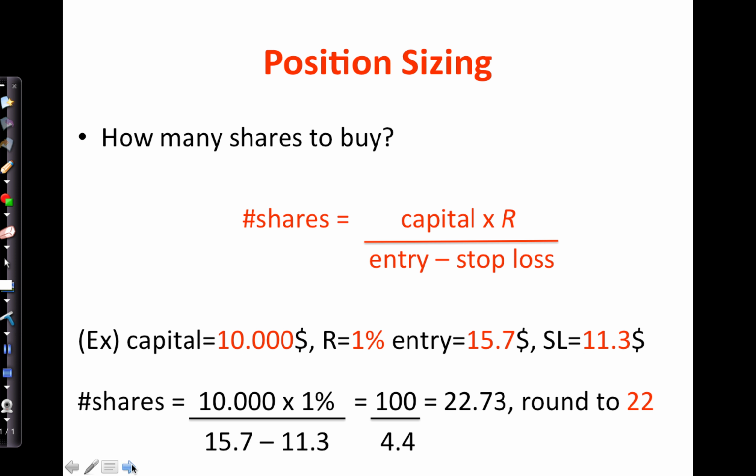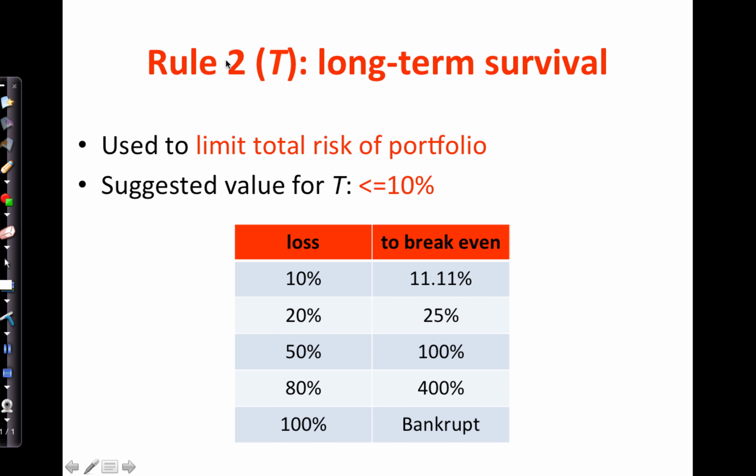Okay, let's move to the next one. T. What is T? As I said, T is the total risk of your portfolio. And I suggest that you don't take a total risk that is more than 10%. And the reason is this table. This table is showing on the left the loss that you may have, and on the right the gain that you need to have in order to break even.